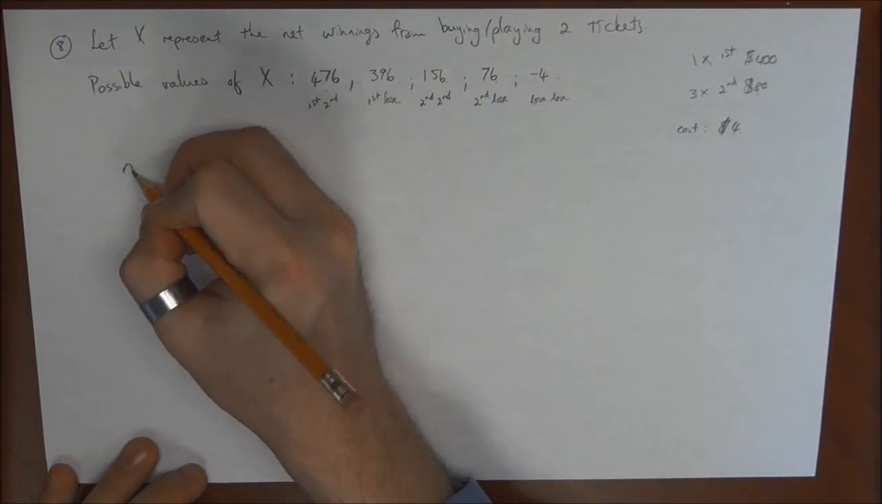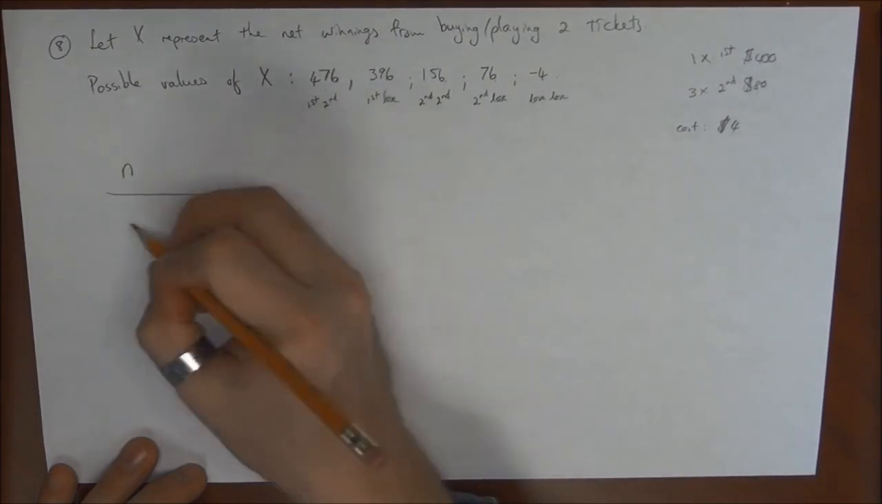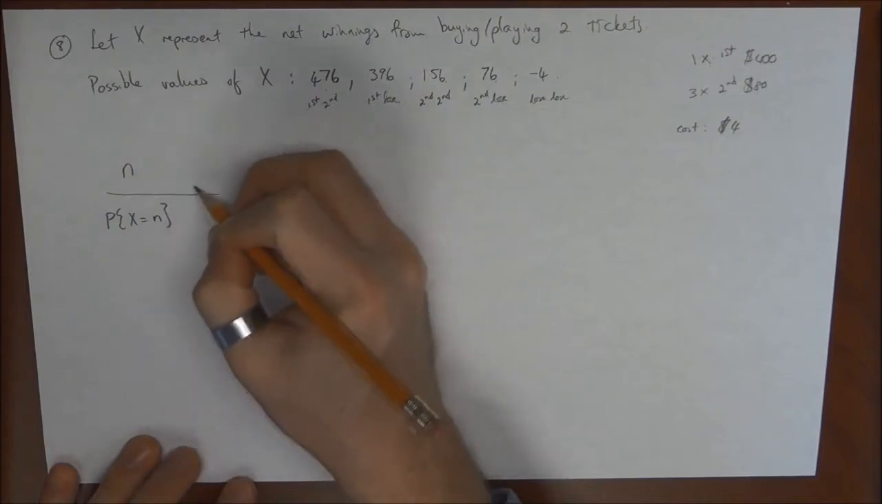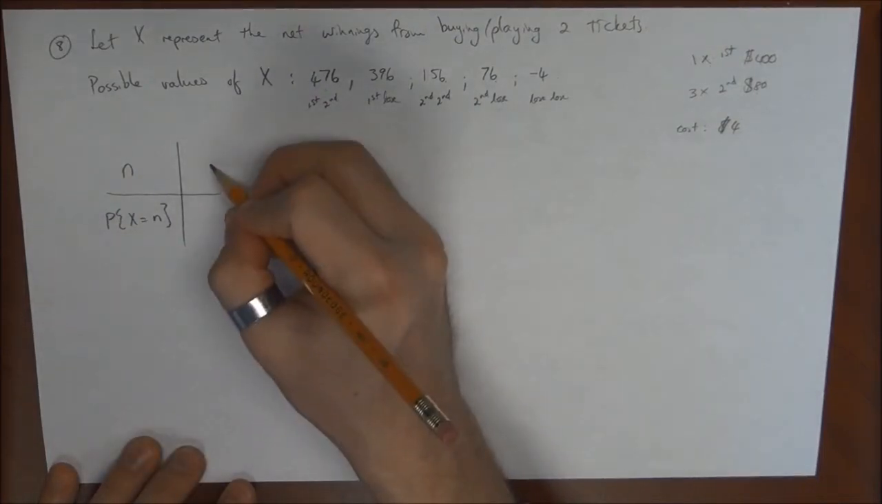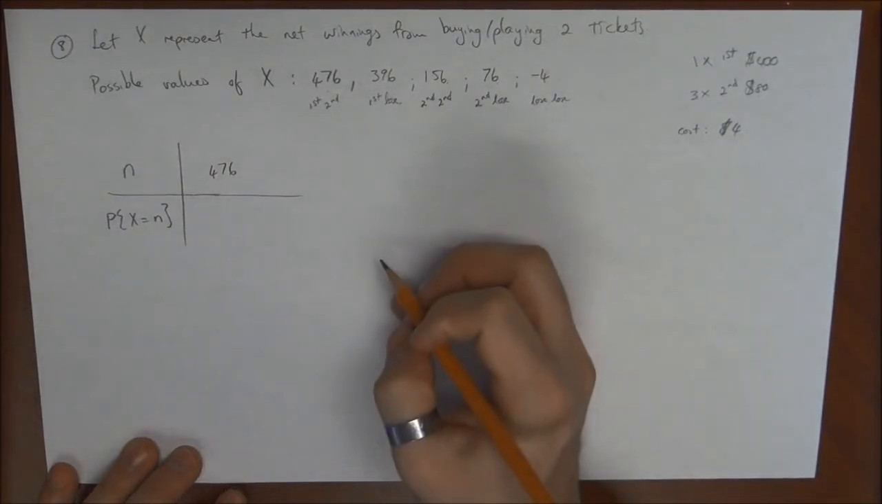So for that, let's take the various values of x, let's call it n, and let's look at the probability that x equals that number. And I have various numbers. I have 476, and we'll continue as we go.